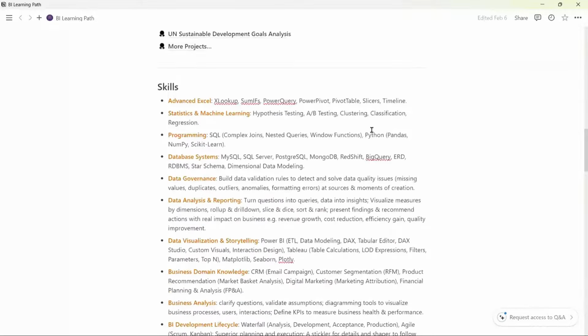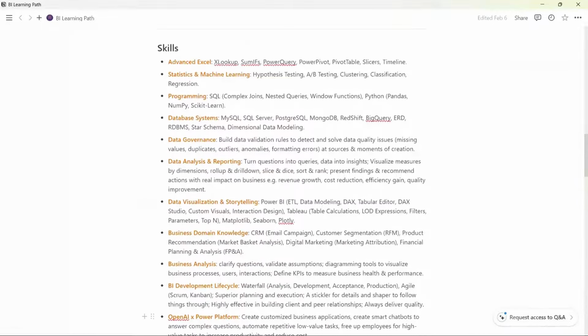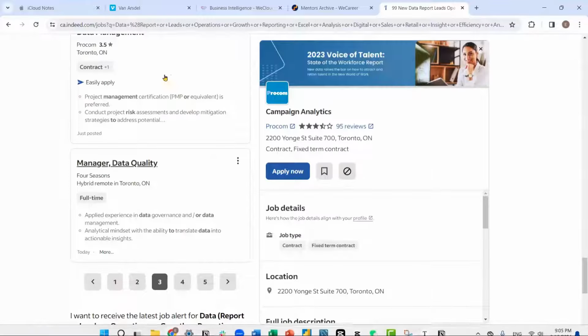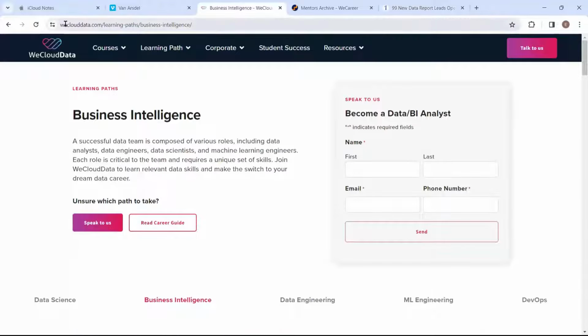So WeCloudData, let me just give you a bit more. Let's go to the website of WeCloudData.com. Thank you, Adam, for typing some of the resources.